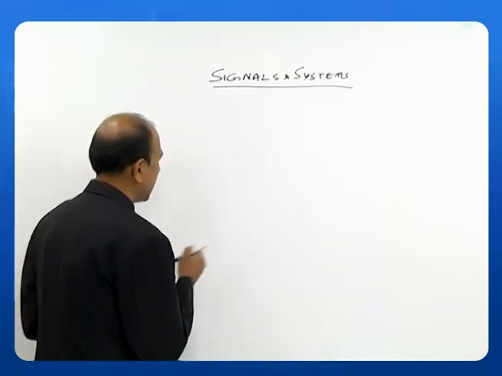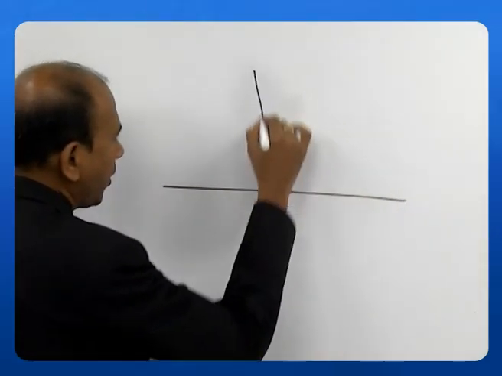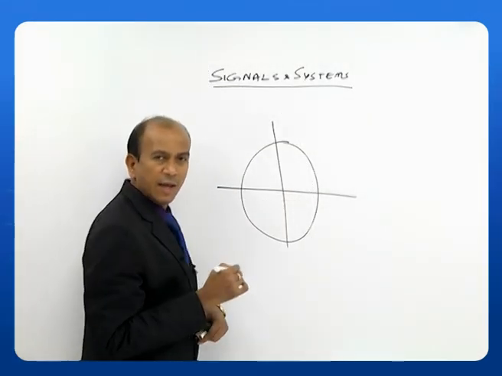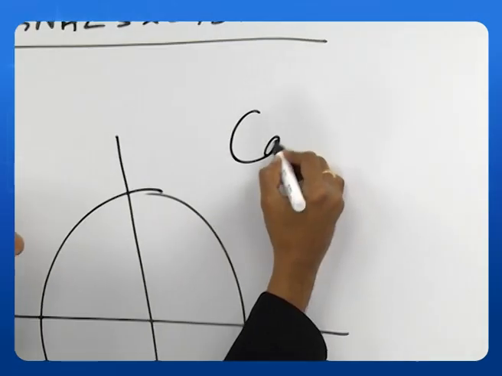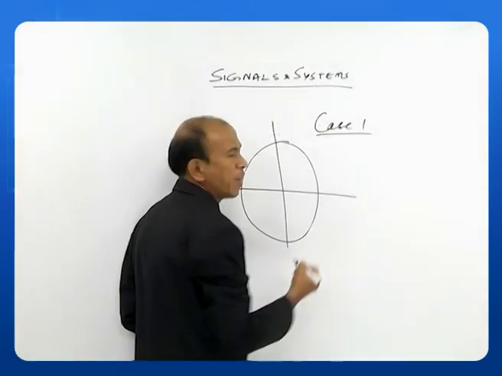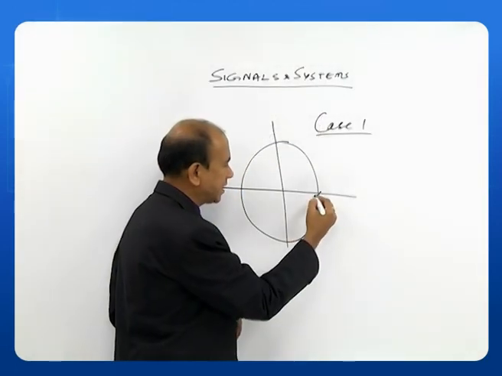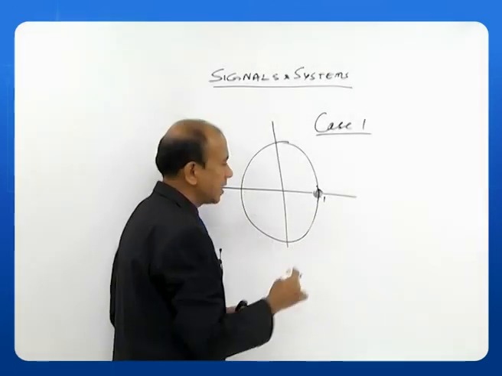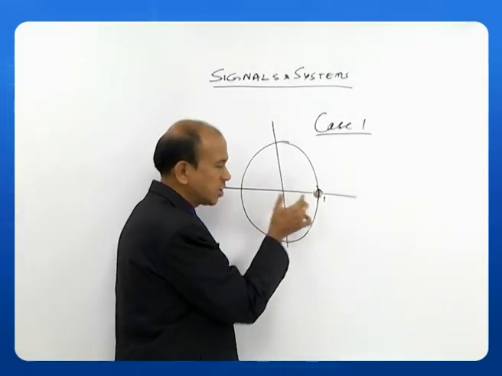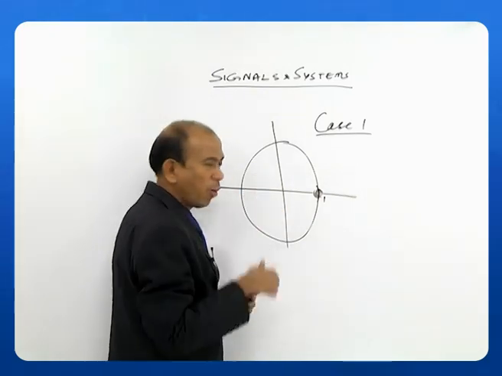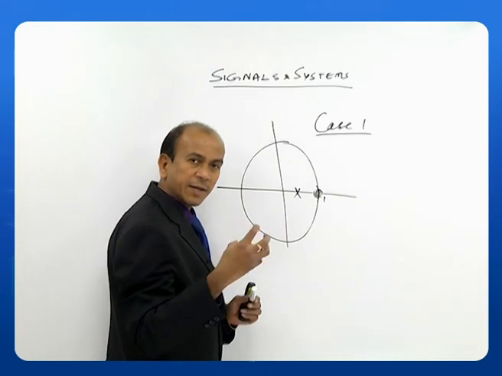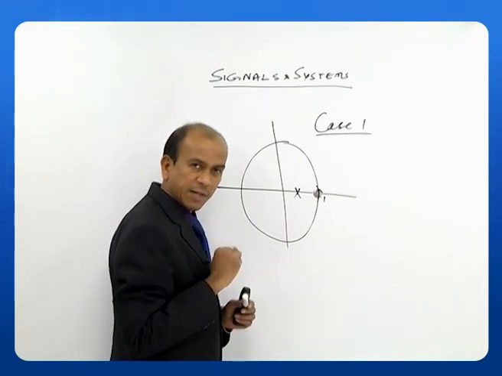But let us take a circle, let us say it is the unit circle, with radius 1. We are talking about 3 cases. In case 1, the pole lies somewhere inside the unit circle, and this gives one type of behavior of your system.